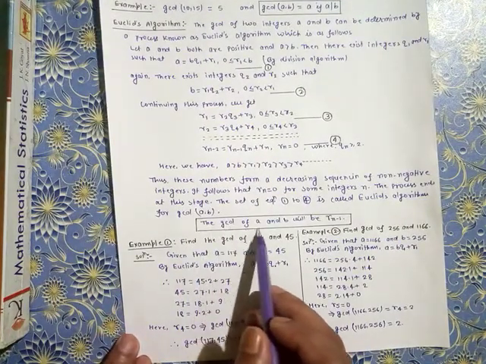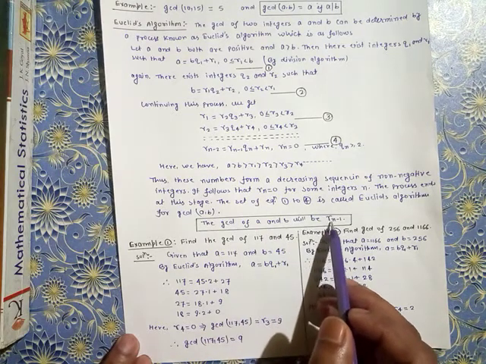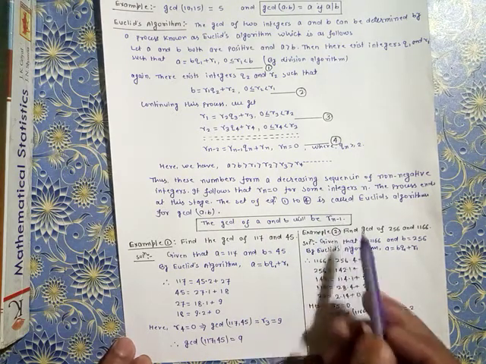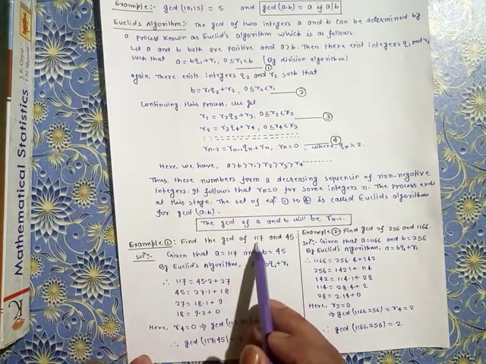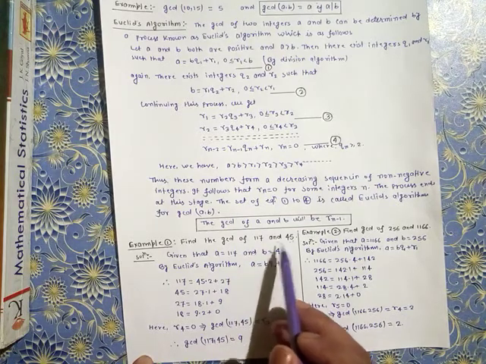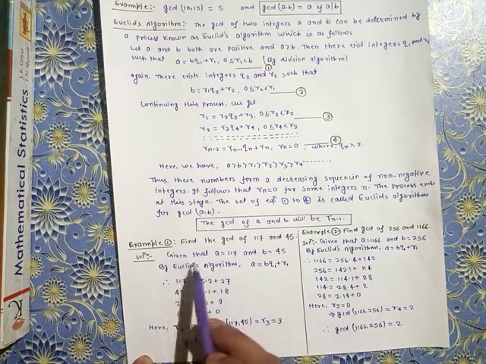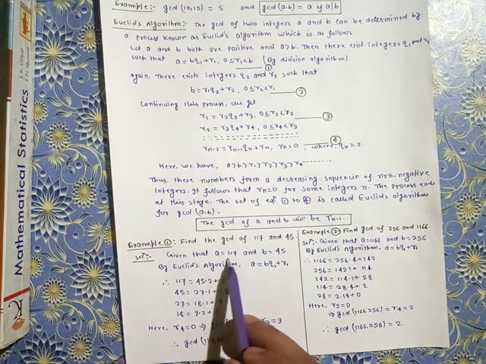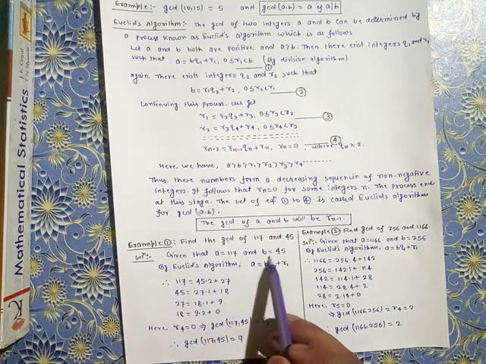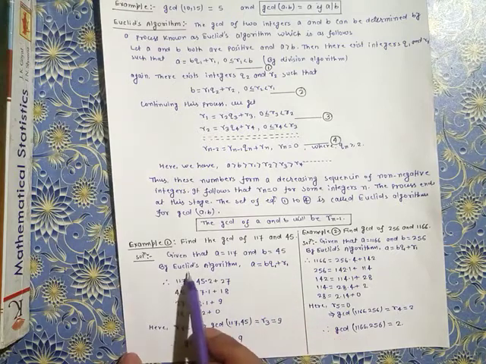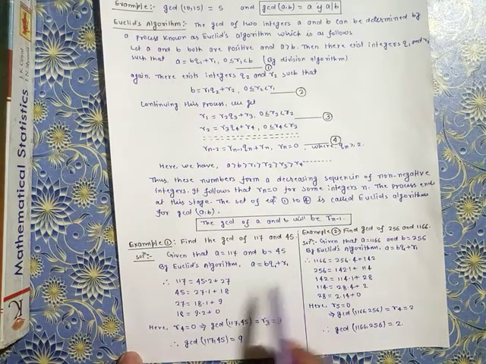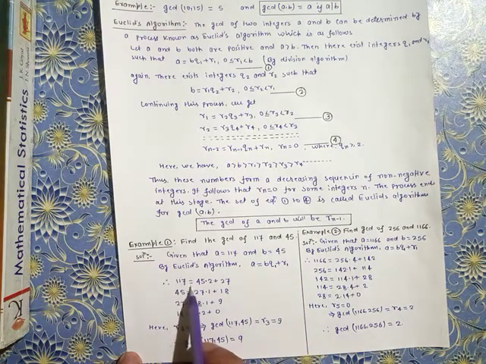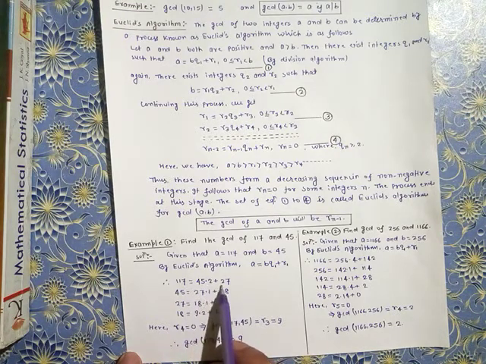The GCD of A and B will be rn minus 1. Example 1. Find the GCD of 117 and 45. Solution. Given that A equals 117 and B equals 45, by Euclid's algorithm A equals bq1 plus r1. Therefore 117 equals 45 into 2 plus 27.